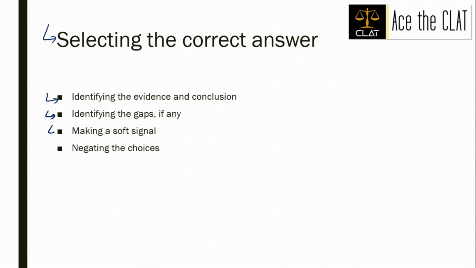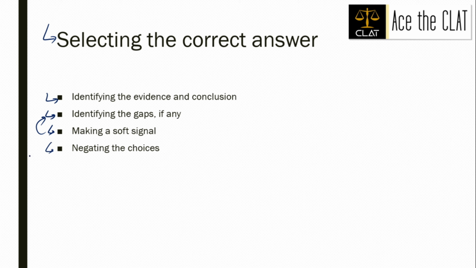The third thing is making a soft signal. What I mean by soft signal is that just like the umpire makes a soft signal in cricket, right? You can also predict your answer, or get an idea of your answer, by performing the second step carefully. Okay, and then move on to the choices for confirmation.